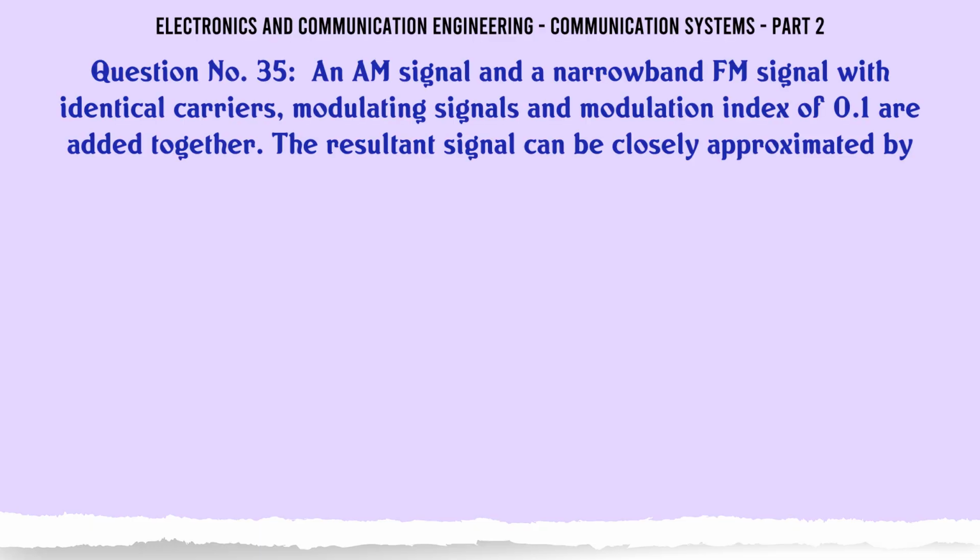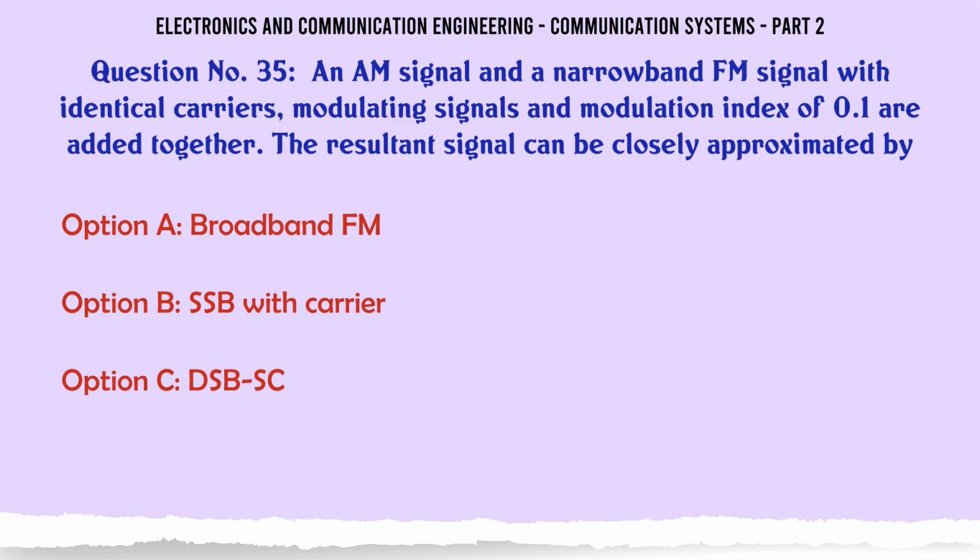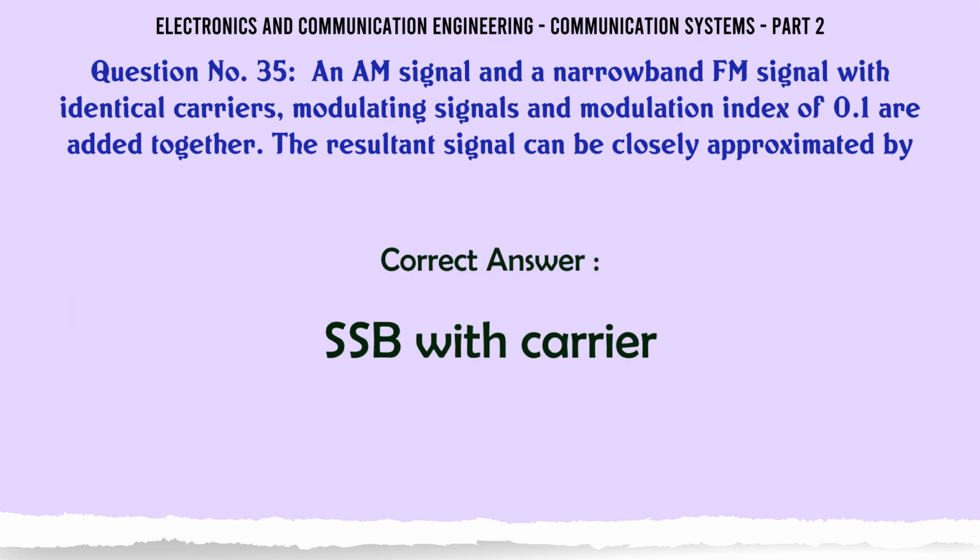An AM signal and a narrowband FM signal with identical carriers, modulating signals and modulation index of 0.1 are added together. The resultant signal can be closely approximated by A. broadband FM, B. SSB with carrier, C. DSB SC, D. SSB without carrier. The correct answer is SSB with carrier.